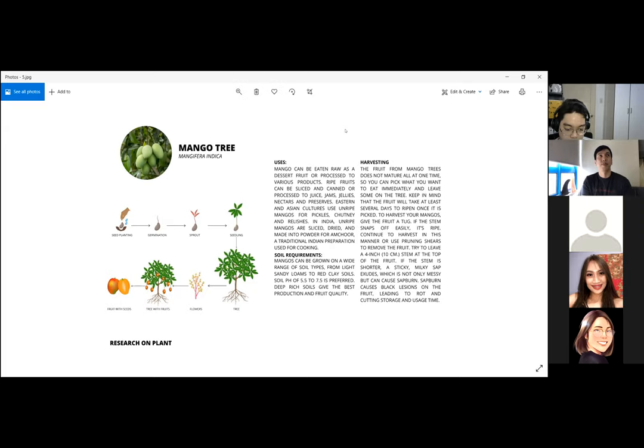So for sa harvesting, hindi po siya lahat at the same time na nagmamature yung mango. So, pag pinitas mo siya, you have to wait for a few days para po siya mag-ripe.